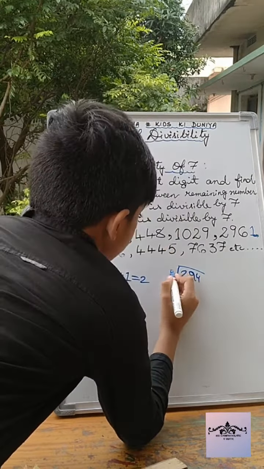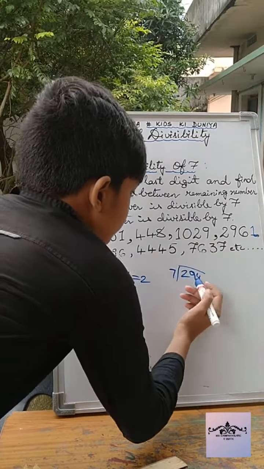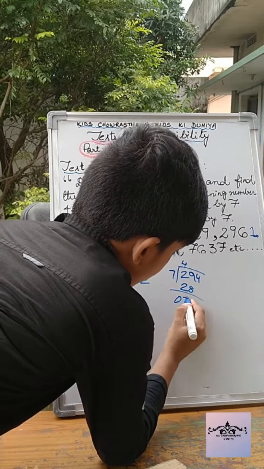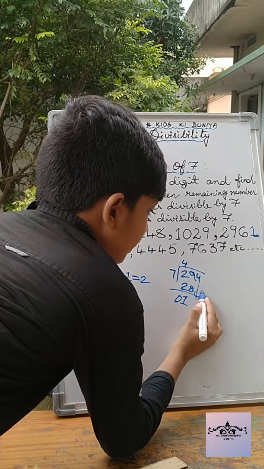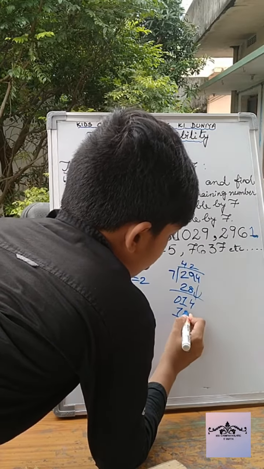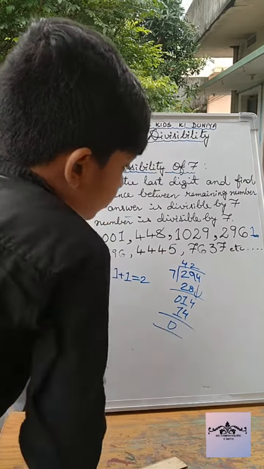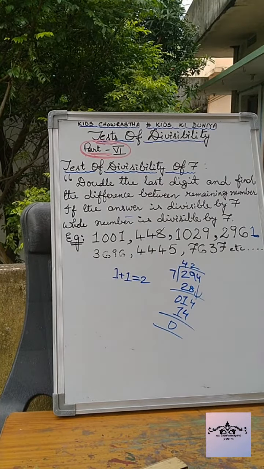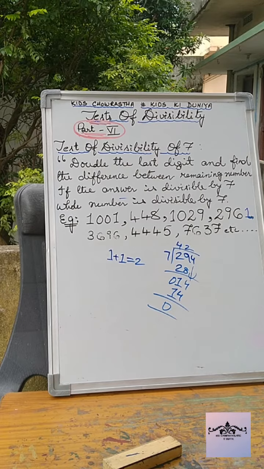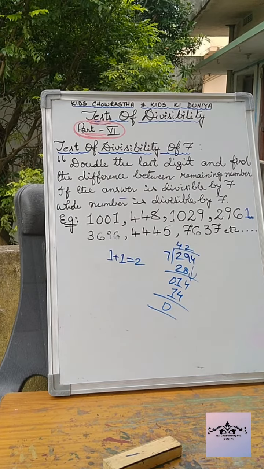These are some example numbers which I gave for you. 294 divided by 7: we get 42, then 14, 7 twos are 14, and we got 0 at the last. So 294 is divisible by 7, so 2961 is also divisible by 7. Okay, 2961. Okay friends, clear?